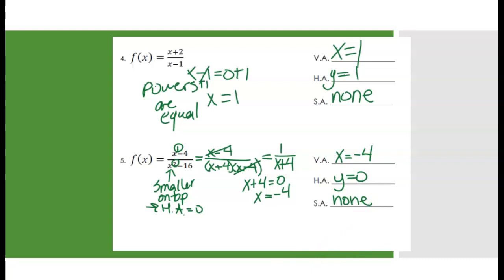So in the situation where you would have a hole, you want to make sure that you find the vertical asymptote based on the simplified function, and you want to make sure that you really pay attention to that horizontal asymptote. Okay? Are there any last questions?